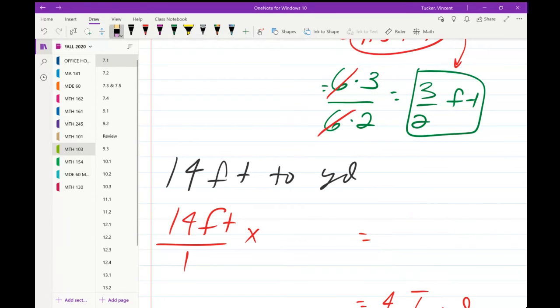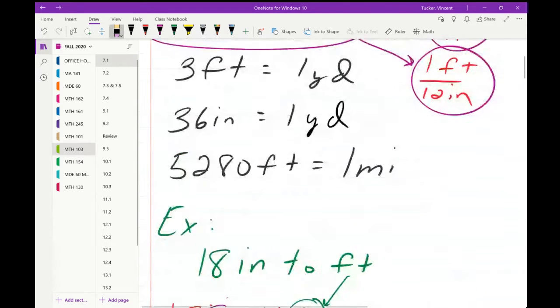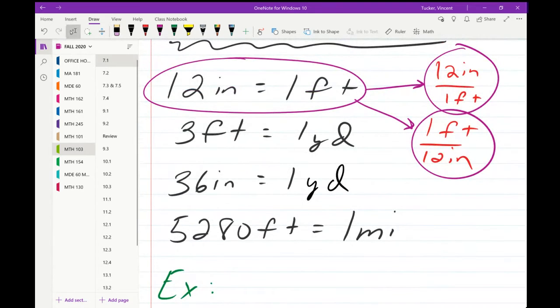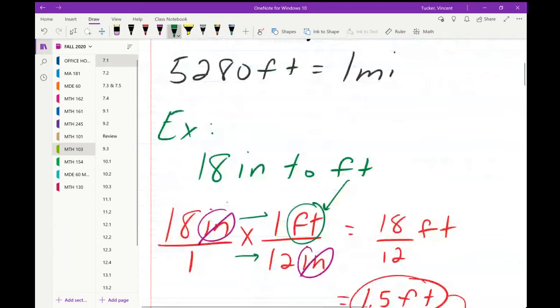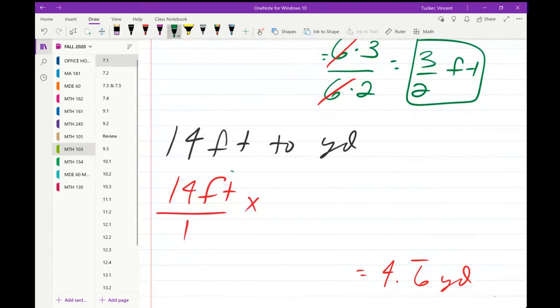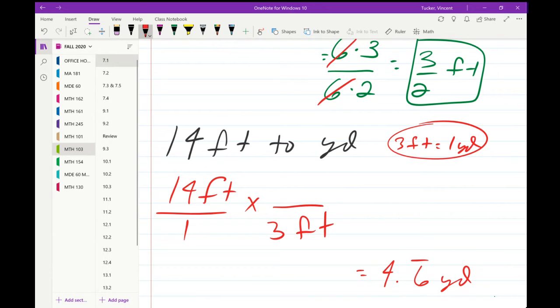All right. So here we have 14 feet to a yard. So you go back to your conversion factors. You're trying to figure out where you have a relationship between the feet and yard. And of course, that'll be right here. 3 feet is in 1 yard. So now, if feet is right here, that means when I set up this next fraction, I need feet to be down here. So if I know there's 3 feet in 1 yard, that means 3 feet would be down here and the 1 yard would be up here.